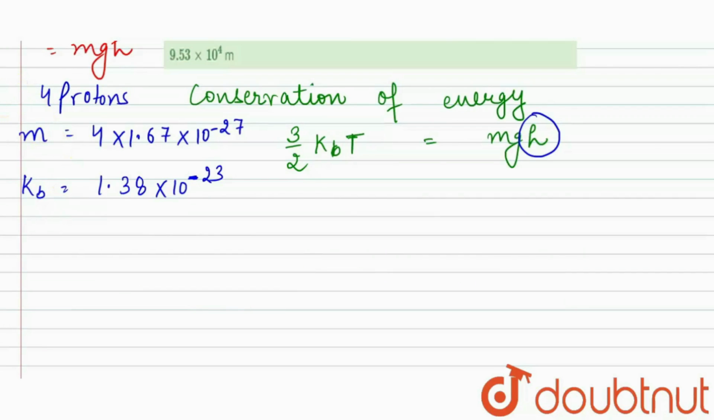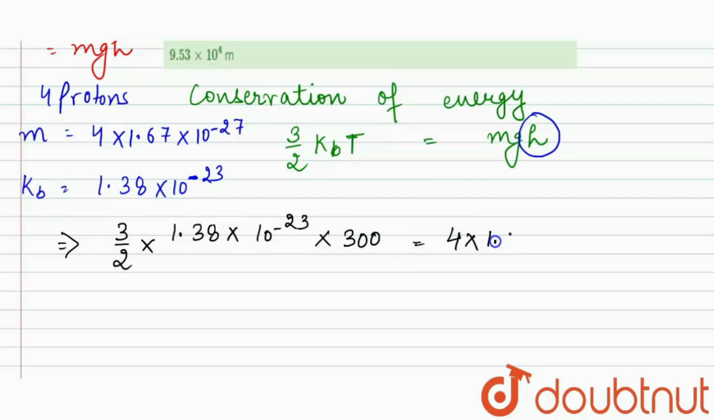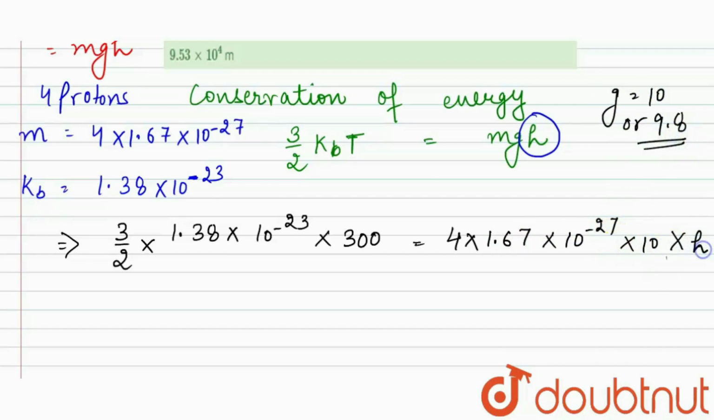So it will be 3 by 2 into 1.38 into 10 raised to minus 23 into 300 is equal to 4 into 1.67 into 10 raised to minus 27 into 10. Assume the value of g is equal to 10, or we can also take 9.8, but here we will consider it to be 10, into h. We have considered the round figure value here, that is 10.